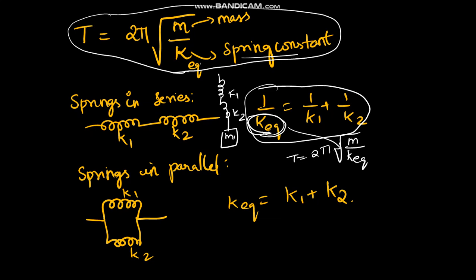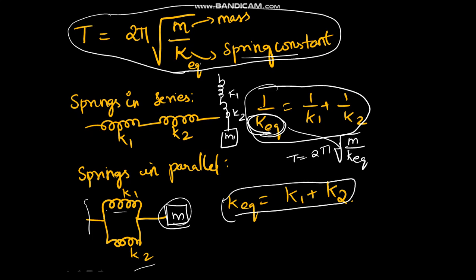Suppose they have given two springs in parallel connected to a mass m, then k equivalent in parallel is just the addition. See, it is opposite to the resistors. In resistors the parallel is 1 by r1 plus 1 by r2, but here in series the spring comes like this. It is just opposite to the resistors. K equivalent is equal to k1 plus k2 for the parallel condition.